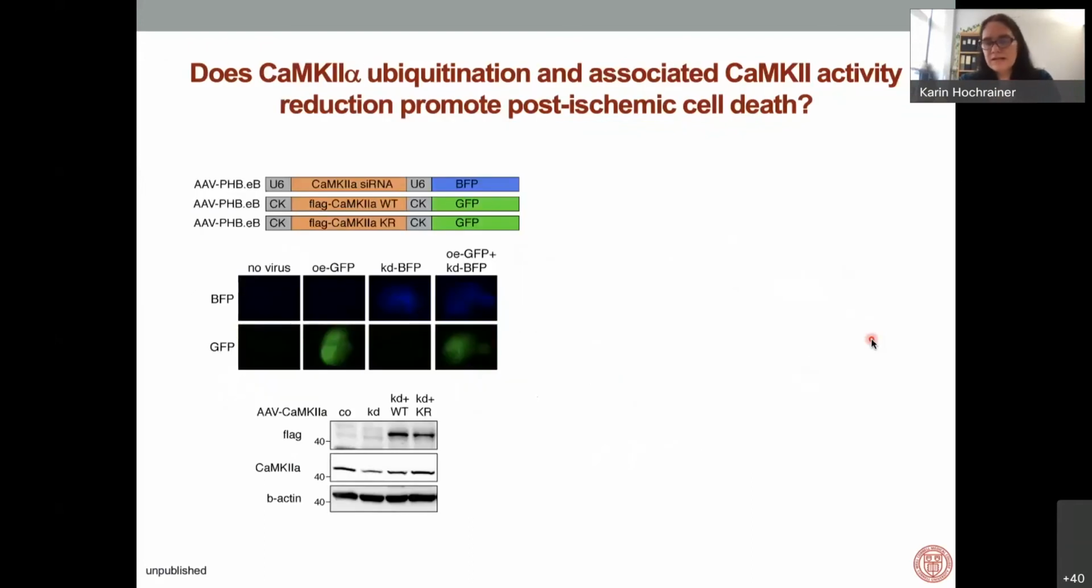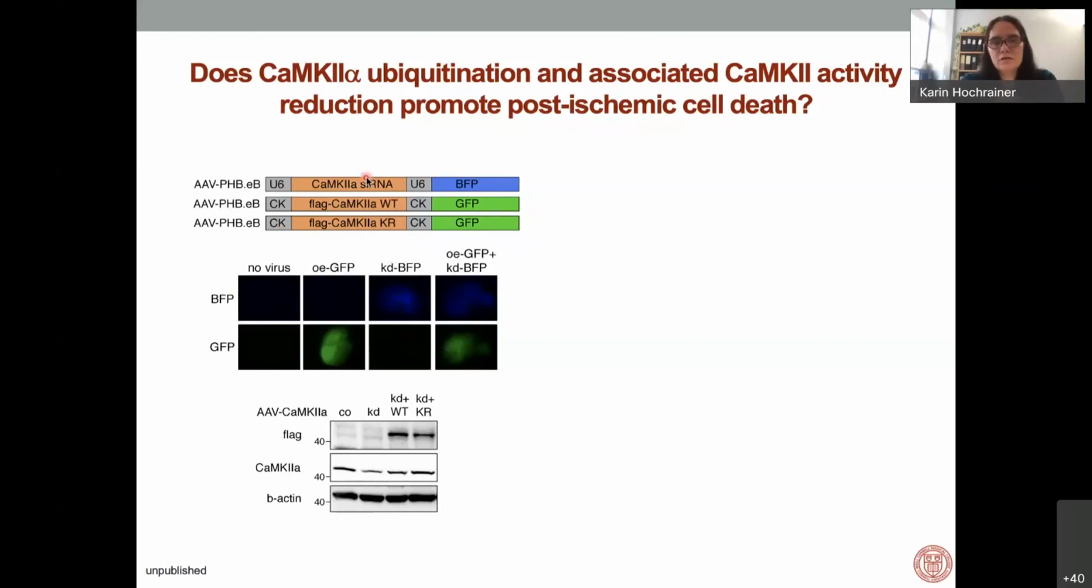So in the end, I just want to show you one slide of something that we are doing right now. One thing, obviously, that we're very interested in is assessing whether any of these has any impact on post-ischemic cell death. And in case of CaM kinase, what we did to assess that is we created viruses that knock down endogenous CaM kinase and that overexpress a wild type enzyme of CaM kinase and also a mutant of CaM kinase that cannot be ubiquitinated.